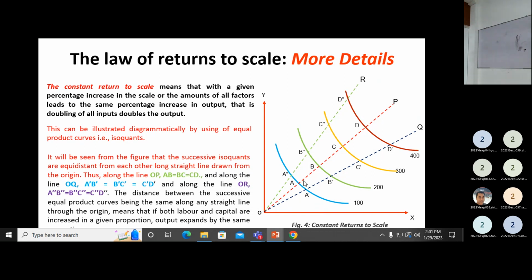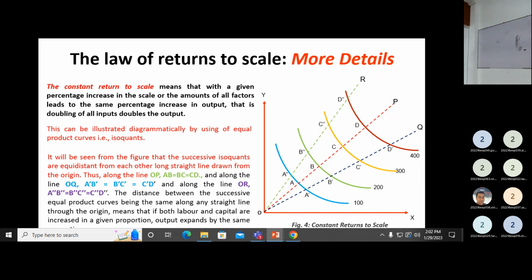If you closely look at the difference between these curves, AB, BC, CD, and likewise others, what do you think about the gap? Is it the same, increasing, or decreasing? The gap between two isoquant curves. It's a little bit difficult to say because of the drawing. Is it the same, increasing, or decreasing? Same. Meaning that this is how we illustrate constant returns to scale on an isoquant map.